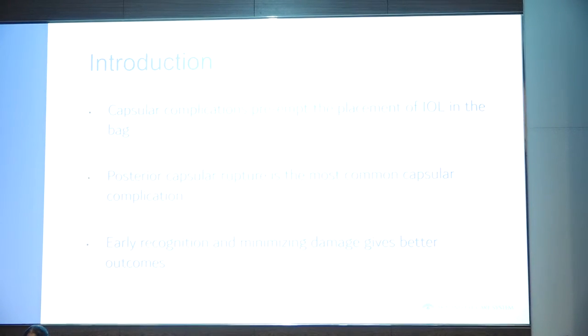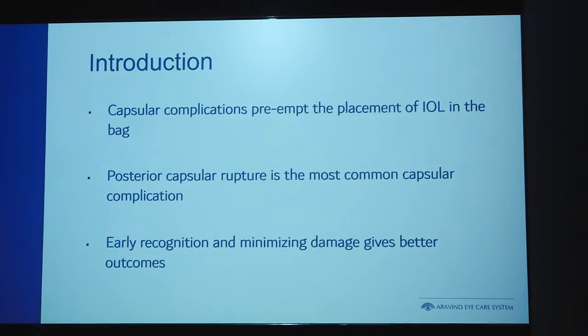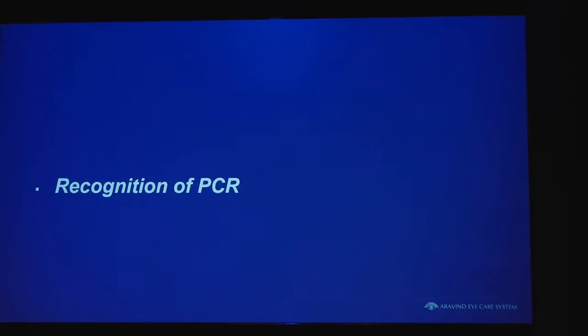Delegates, thank you, madam, and the organizers for this opportunity to talk about prevention and early recognition of PCR. We know that the standard of care in cataract surgery is the placement of the intraocular lens in the bag, but capsular complications prevent the placement of the IOL in the bag. Rupture is the most common capsular complication that we face as cataract surgeons. It is imperative that early recognition happens and we minimize the damage, like shown in the previous talk, which gives better outcomes. So how do we recognize a PCR?